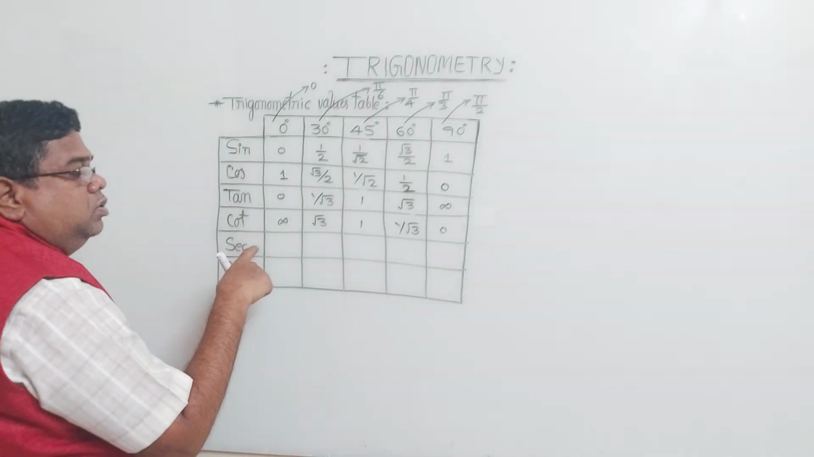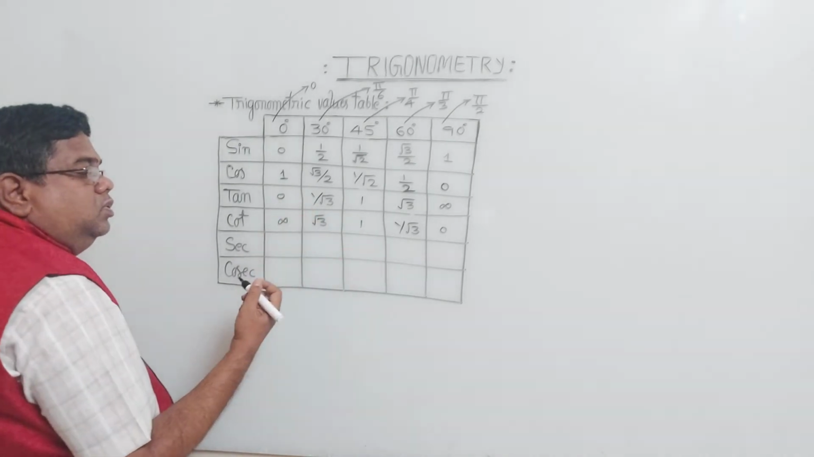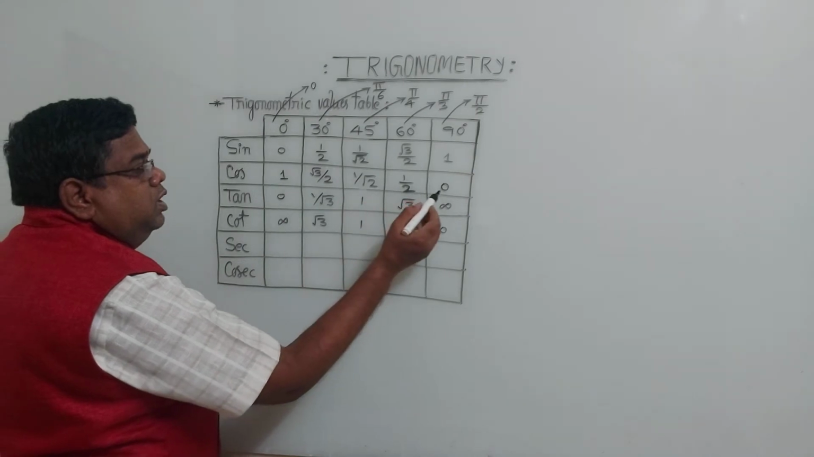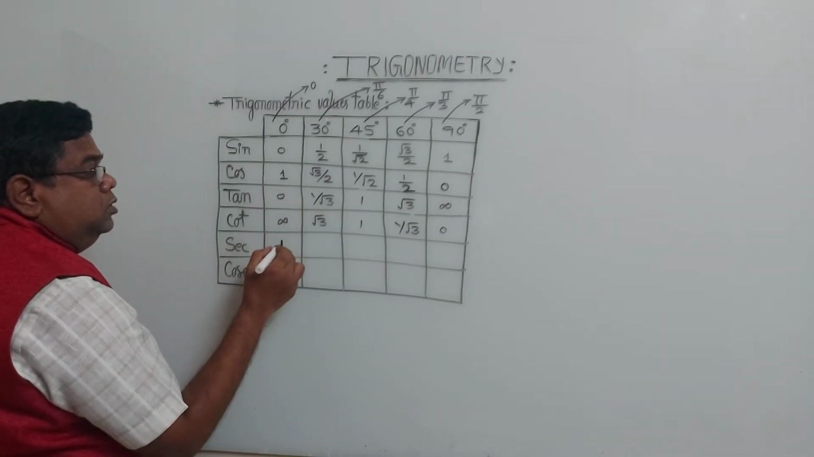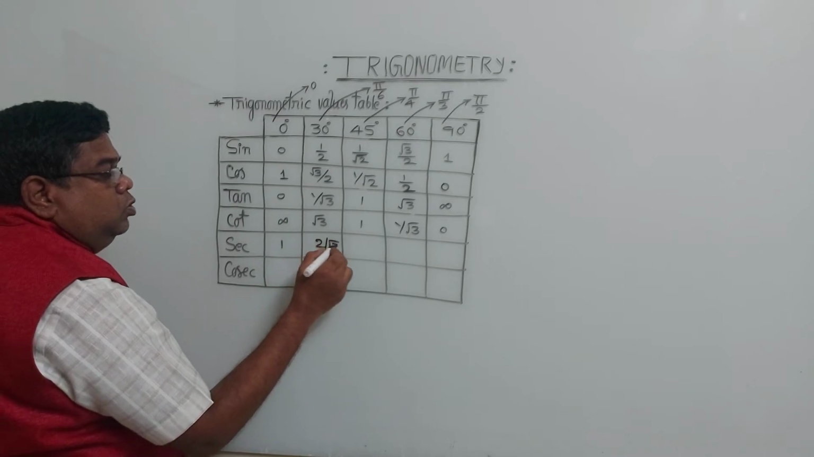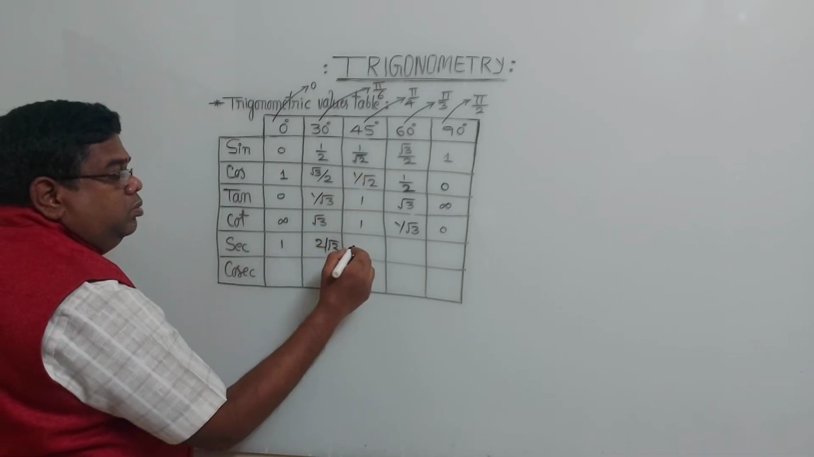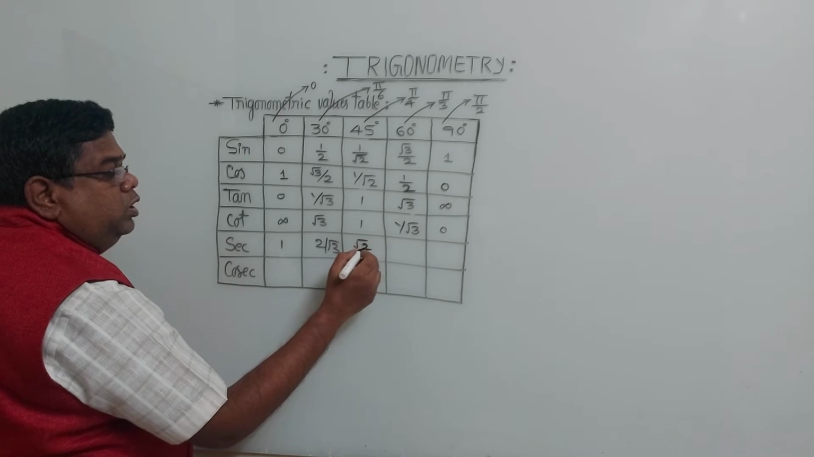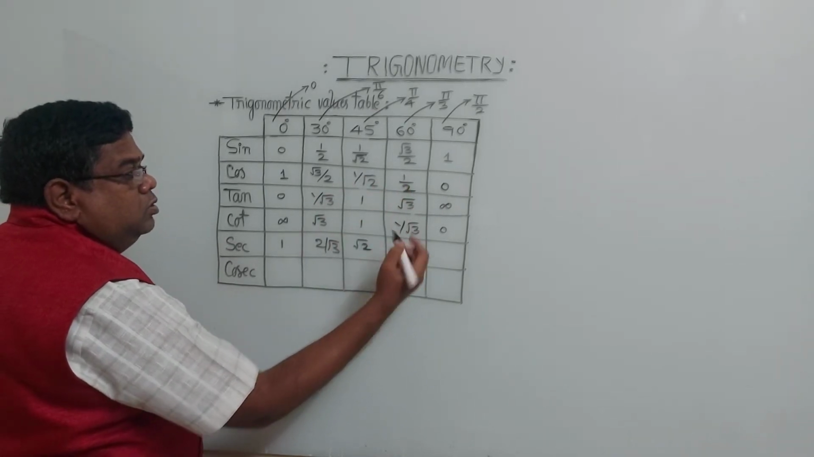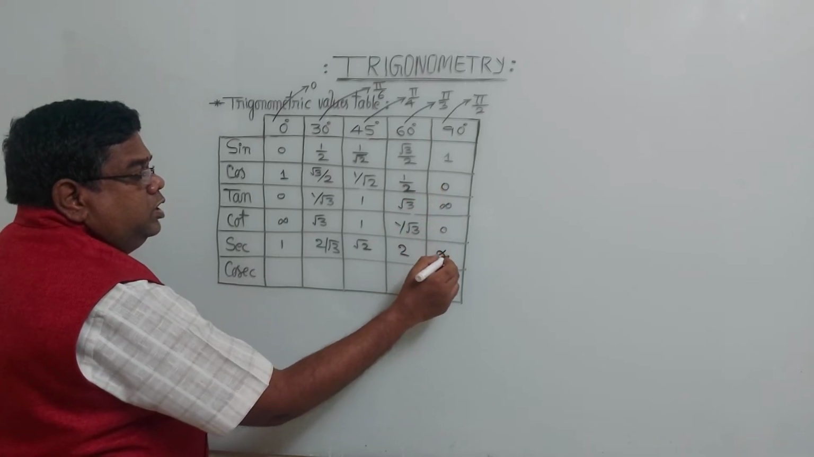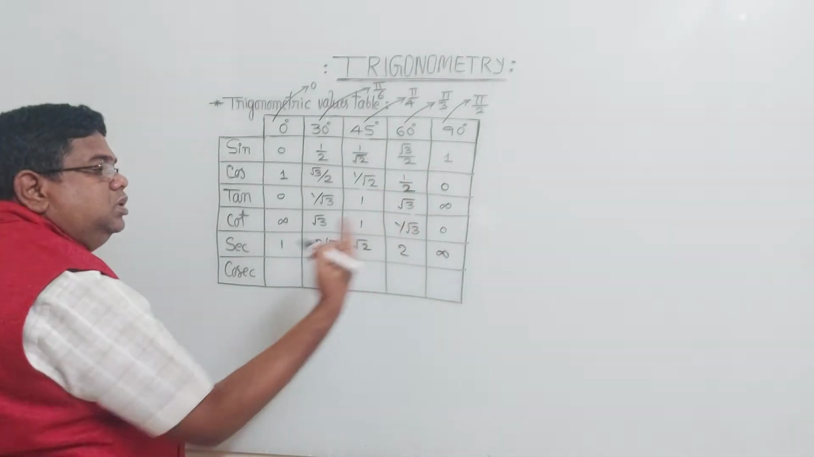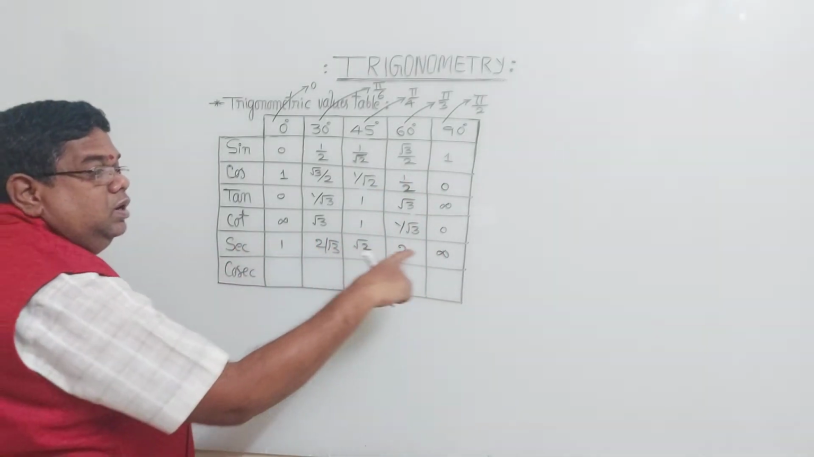Now, how can you get the secant values? Secant is the inverse of cos, so we take the inverse of the cos values. 1 by 1 is 1. Root 3 by 2 becomes 2 by root 3. 1 by root 2 becomes root 2 by 1, which is root 2. Then 1 by 2 becomes 2 by 1, which is 2. And 1 by 0 is infinity again. So we get the secant values.